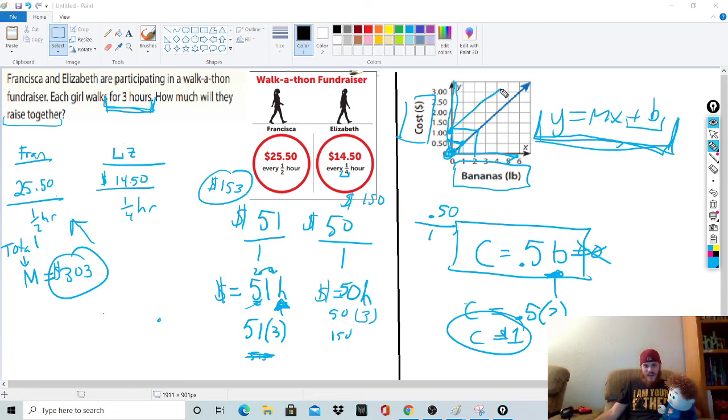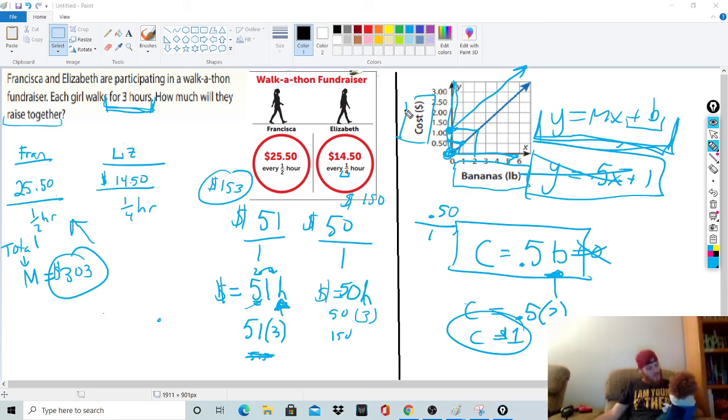Later, you might see a graph that crosses at 1. The difference would be, that might be the same slope, but it crosses at 1. That's really going to be the difference that we'll head to, but don't worry about that right now.